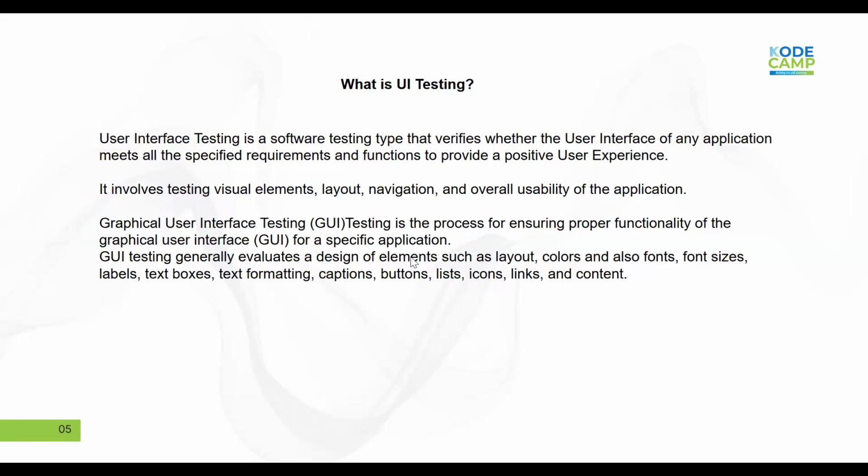We have to check every functionality. It involves testing visual elements. We check every element, every layout, every navigation, and the overall usability of the application. We are going to be talking about UI elements today. We are going to check everything to be sure that our application is usable and our users are experiencing a positive experience, not like they are trying to do something and finding it so difficult to navigate or to do it.